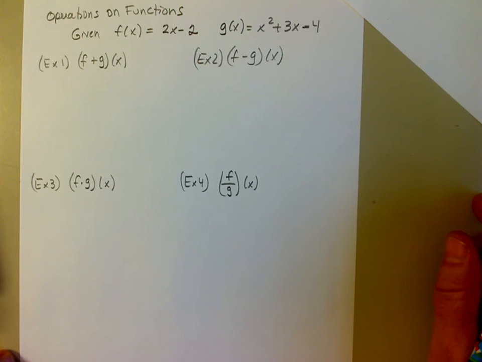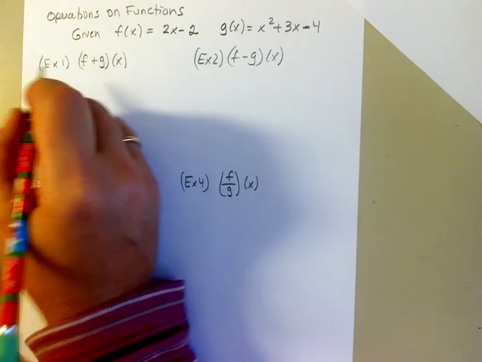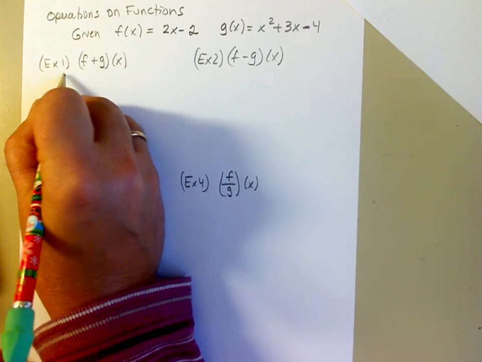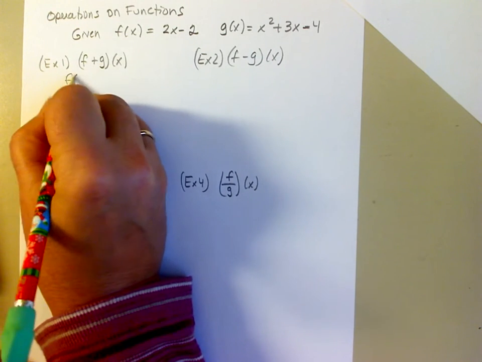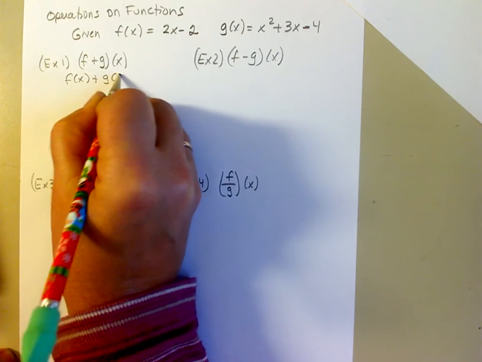In this video lesson, we'll be learning how to perform operations on functions to determine the resulting function. We'll be using the four basic operations: addition, subtraction, multiplication, and division. The first example, we're going to add the two functions together. So f plus g of x, we can rewrite as f of x plus g of x.